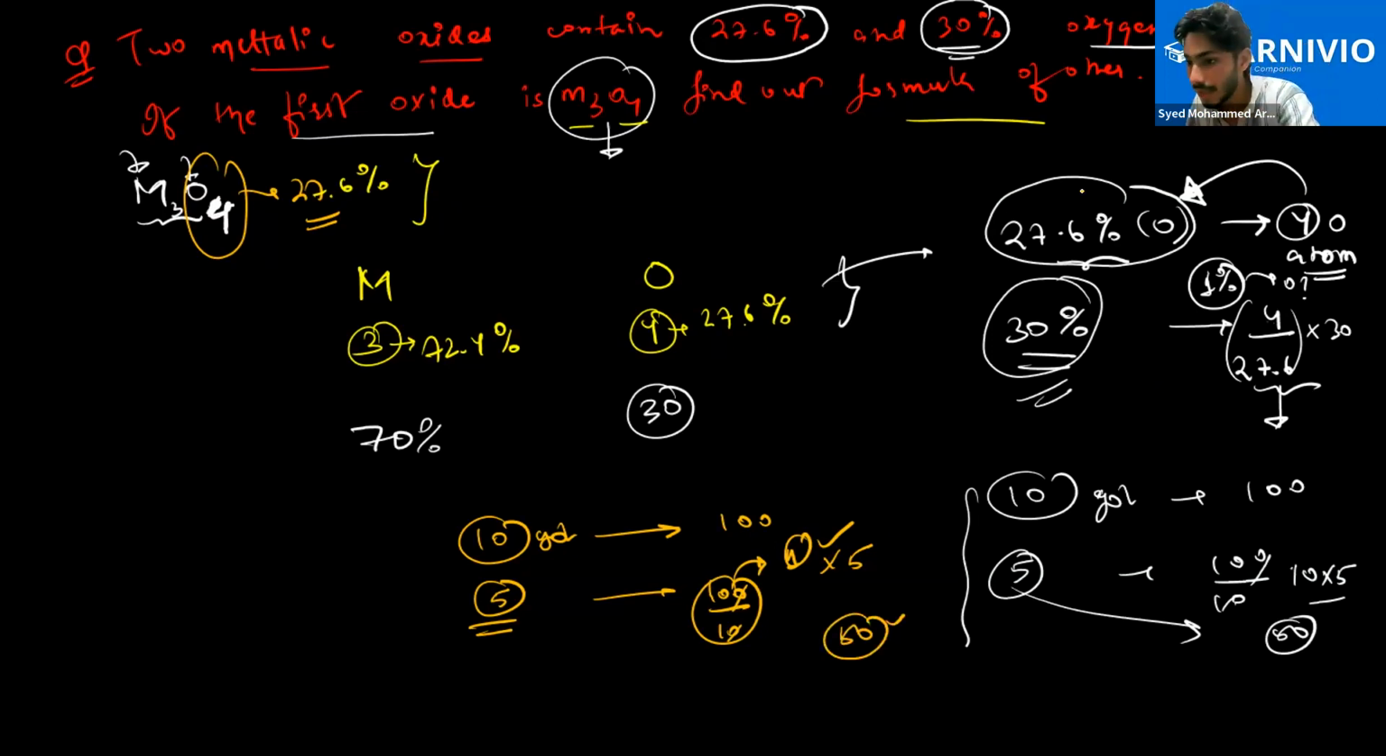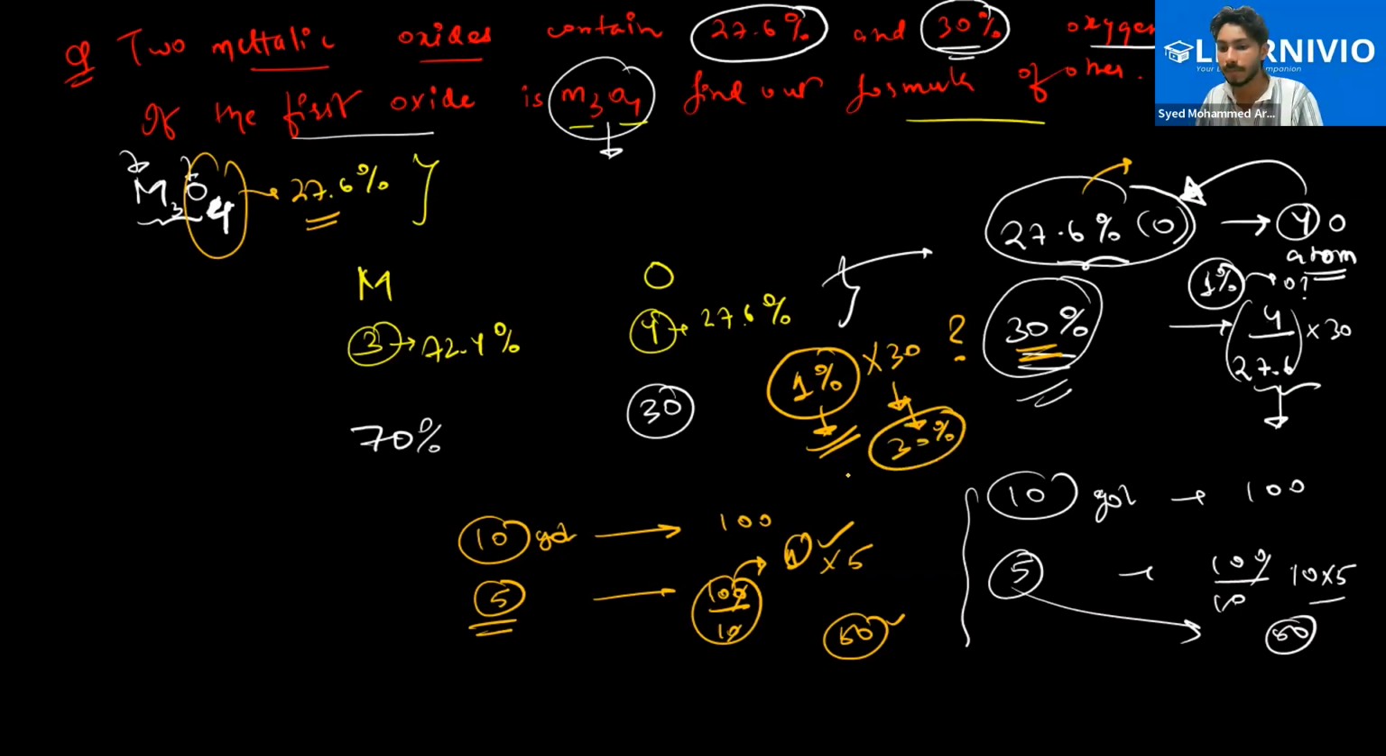Similarly, I ask you, what is the number of oxygen atoms in 30%? So what will you do? First, you will get the number of oxygen atoms in 1%. If you are able to calculate the number of oxygen atoms in 1%, then you just multiply this by 30. So easily you can get the number of oxygen atoms in 30%.